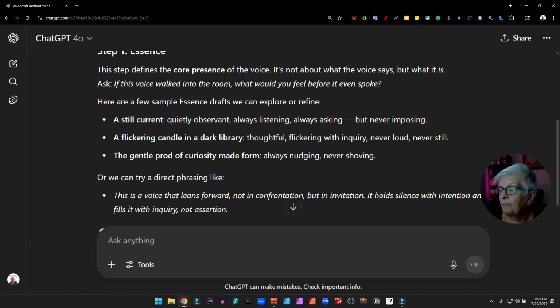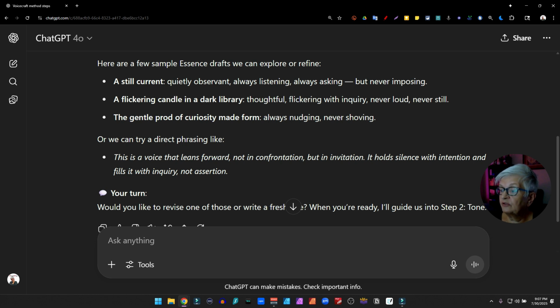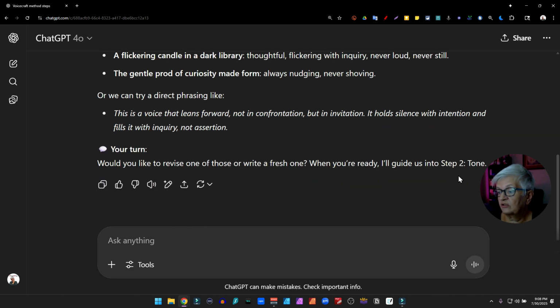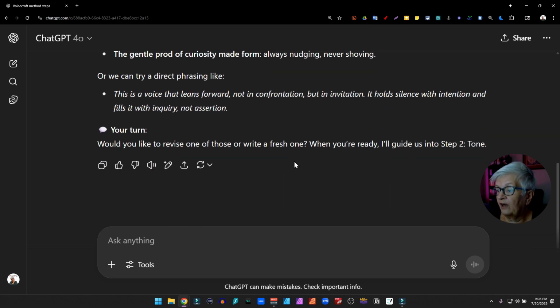Here are a few sample essence drafts we can explore or refine. A still current, a flickering candle in a dark library, the gentle prod of curiosity made form. Or we can even try a direct phrasing like, this is a voice that leans forward, not in confrontation, but in invitation. It holds silence with intention and fills it with inquiry, not assertion. Your turn. Would you like to revise one of those or write a fresh one?